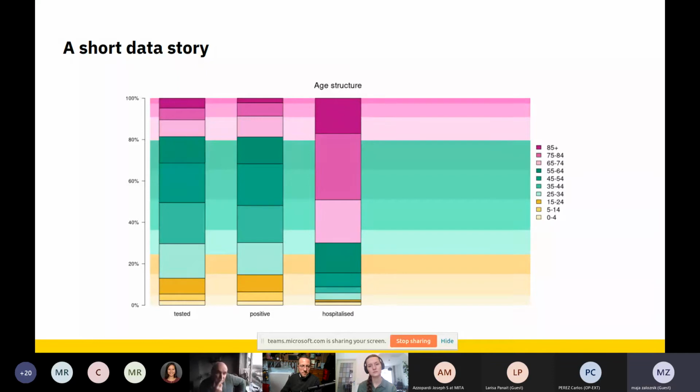The next chapter are, of course, hospitalizations. Here the age structure is quite different. We see over 65, so the pink, represent the great majority of people in hospitals, which of course again means that we can expect vaccination of those age groups to bring significant relief to the hospitals.